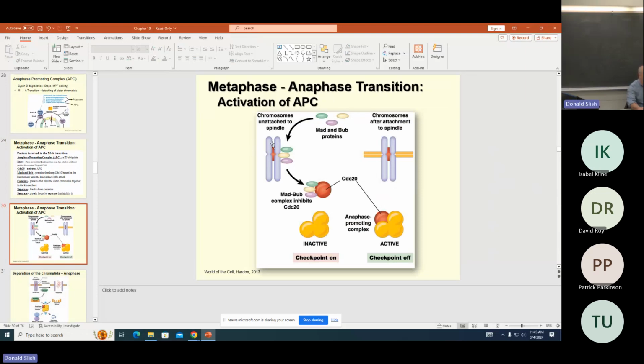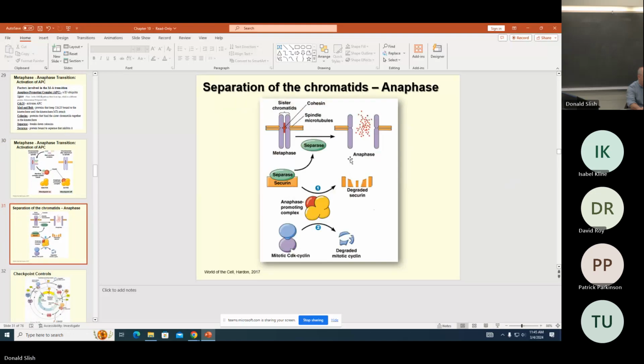All right, so unattached chromosomes, right? You've got MAD and BUB proteins here and CDC20. Once the spindle attaches to the chromosomes and everything's attached, the MAD and BUB proteins release CDC20. CDC20 then binds to APC and APC gets activated. And APC then, being a ubiquitin ligase, is going to ubiquitinate securin. Securin then gets degraded, releasing separase. Separase breaks down the cohesins, and we get anaphase.